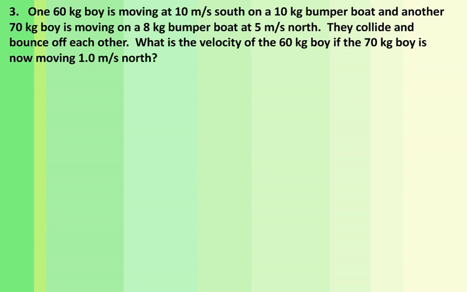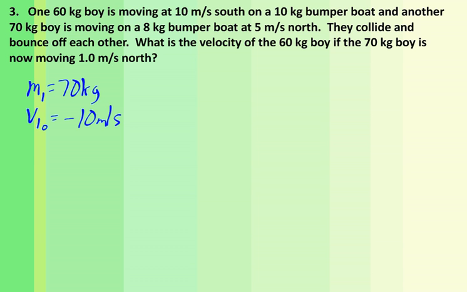We're going to go to our next one. A 60 kilogram boy is moving 10 meters per second south. So mass 1 is 60, velocity 1 initial is -10 because he's moving south. He's on a 10 kilogram bumper boat. So that changes this, right? Instead of 60, because he's on a boat, him and the boat are going 70.